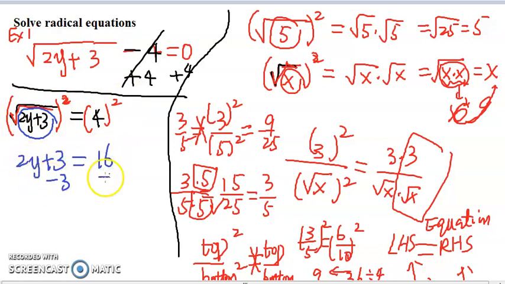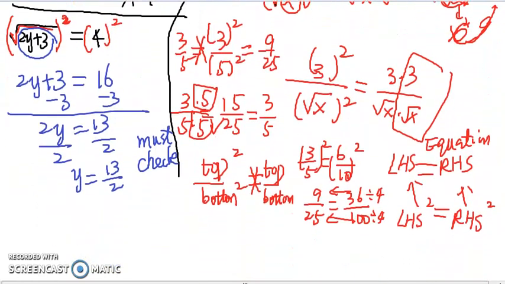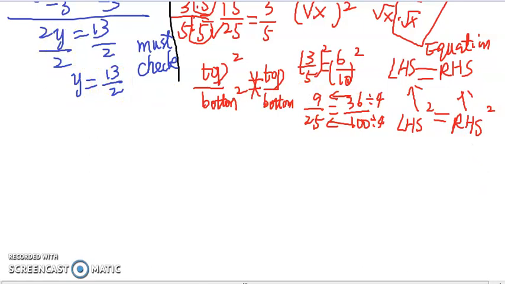And now we can solve for y. 2y equals 13, divided by 2. So y equals 13 halves. And for radical equations, just like rational equations, you must check your answer. So you can plug 13 over 2 in here. 13 over 2 times 2 is 13. 13 plus 3 is 16. Square root of 16 is 4. And 4 minus 4 is 0. Because when we square both sides, we might have some fake solutions. So you have to make sure you check your answer. Plug back into the equation to check the answer.